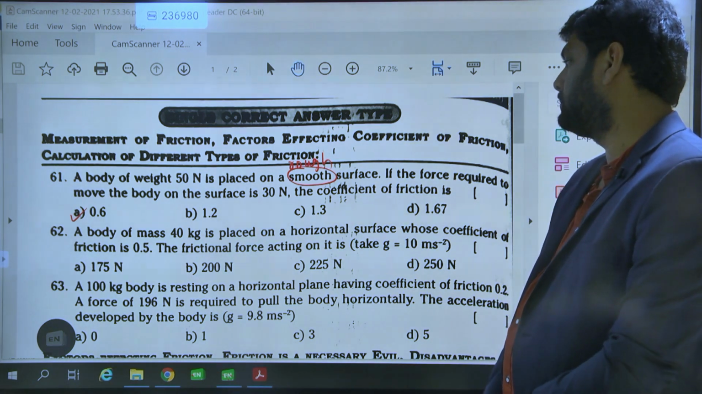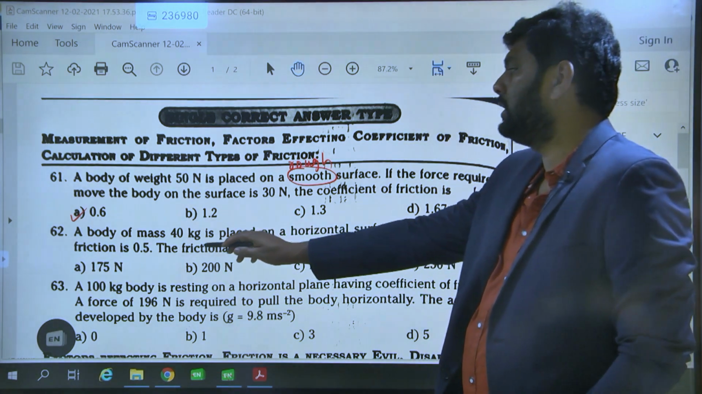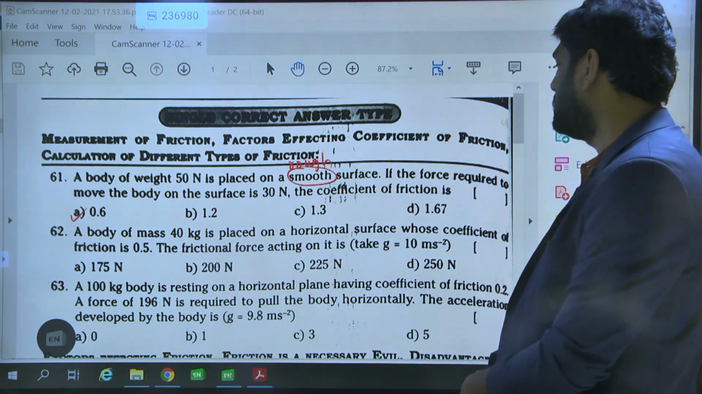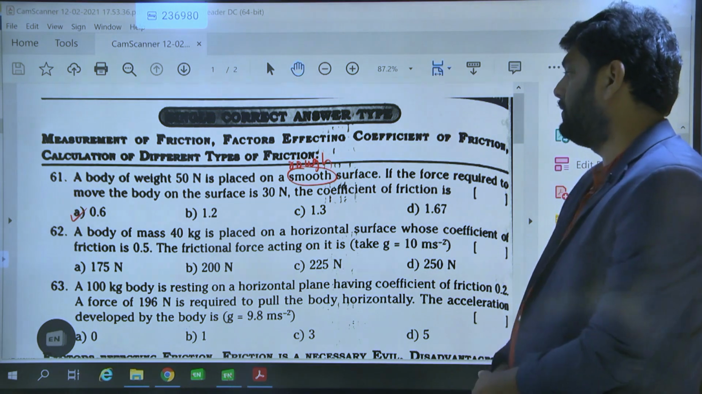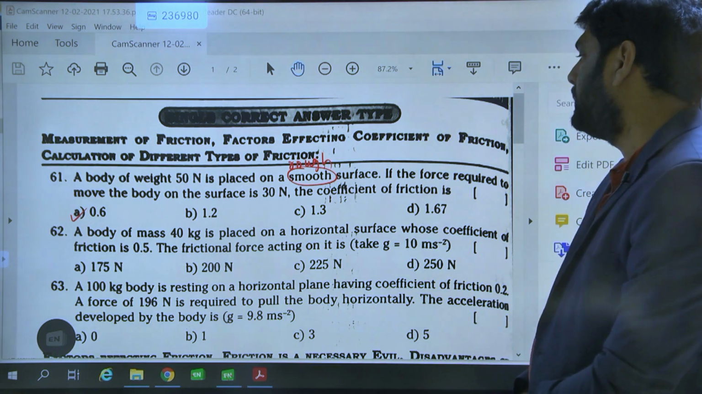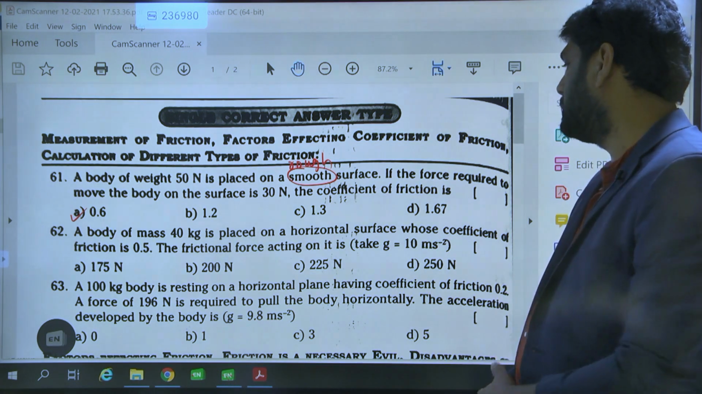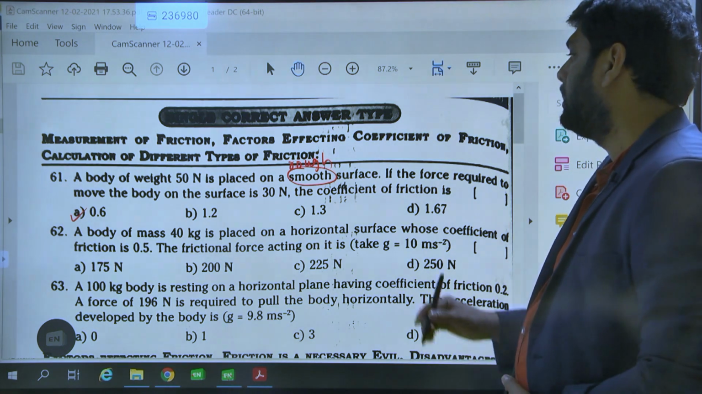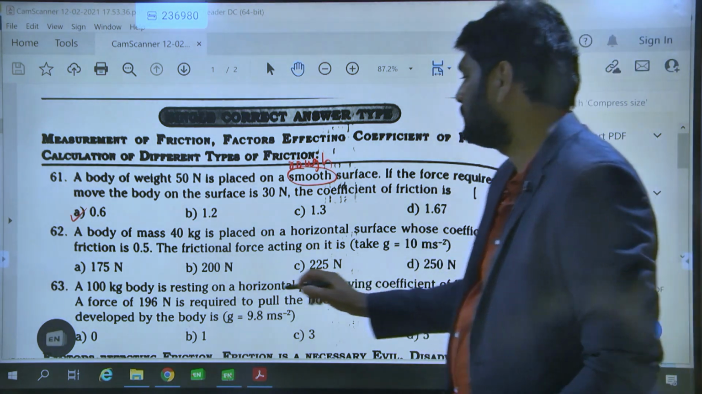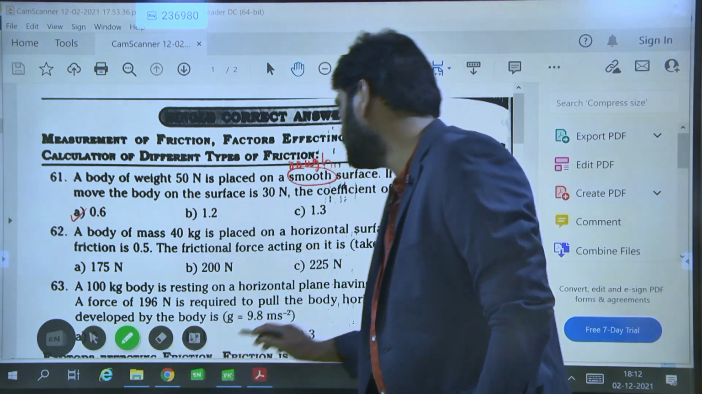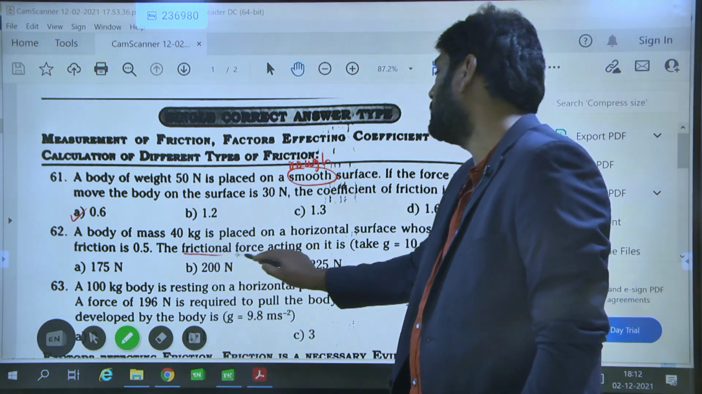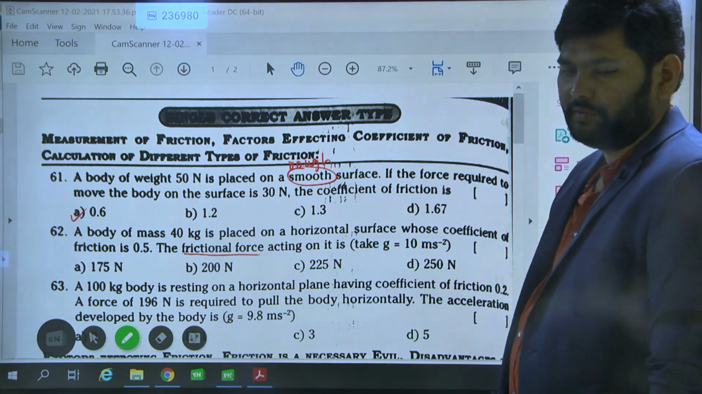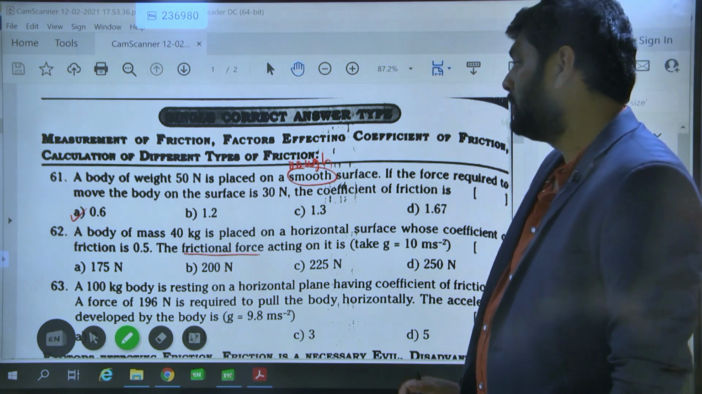First of all, they are asking: a body of mass 40 kg is placed on a horizontal surface whose coefficient of friction is 0.5. The frictional force acting on it is how much? g is equal to 10 meter per second square. So they are asking the frictional force. What is the formula for frictional force? Just now we did. Mu N, very good. Frictional force is mu into N.